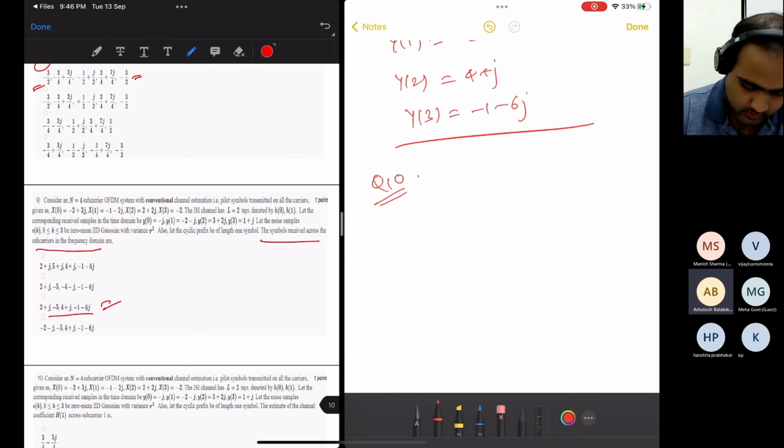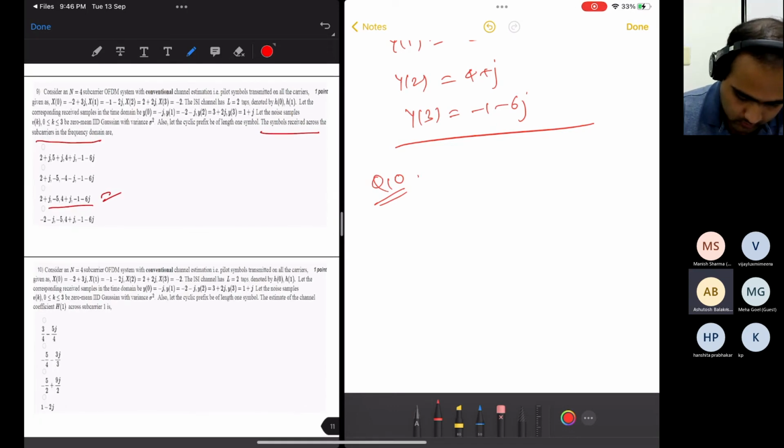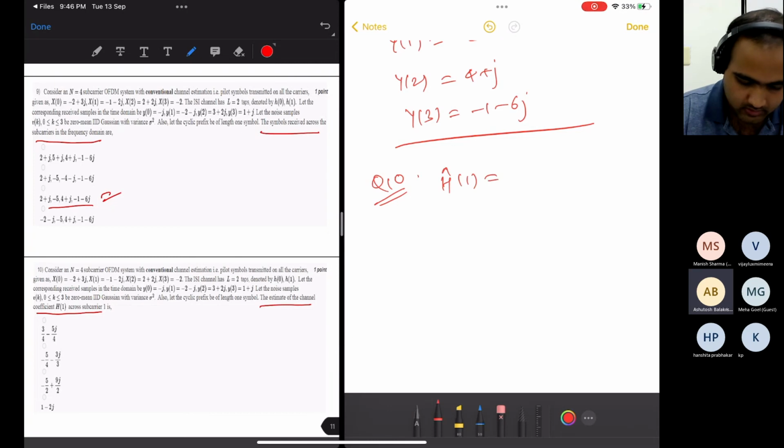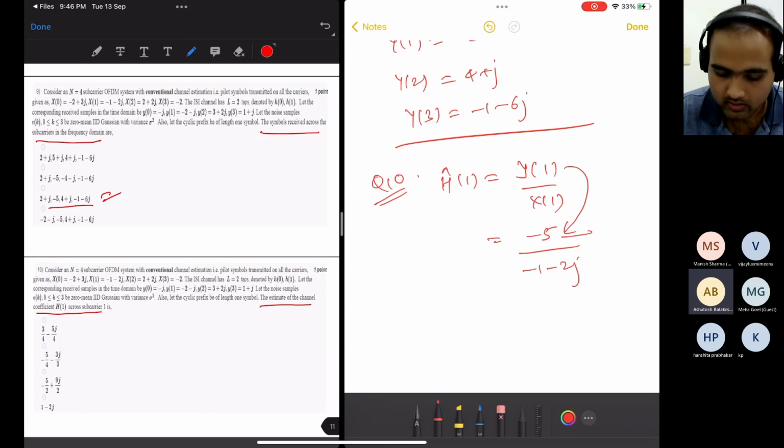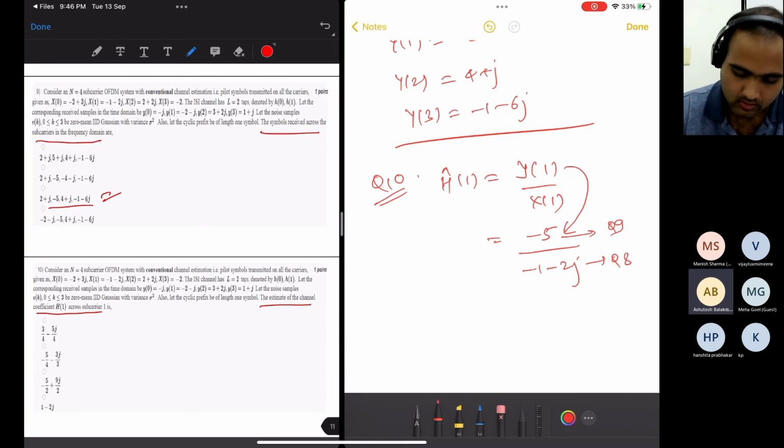The final question. They have asked to estimate the coefficient h1, right? So that is h hat 1, which is basically y1 over x1, right? Directly, and y of 1 is minus 5. And x of 1 is minus 1 minus 2j. You will get this in solving question 9, and this you will get from question 8.